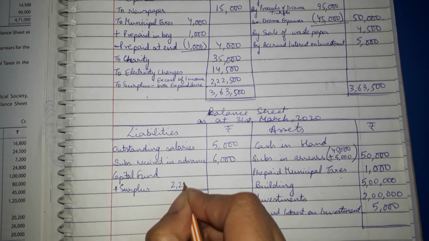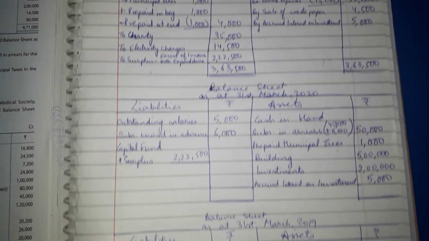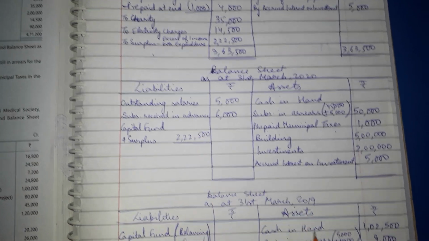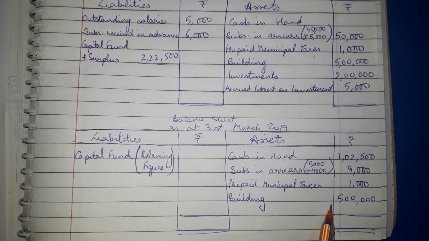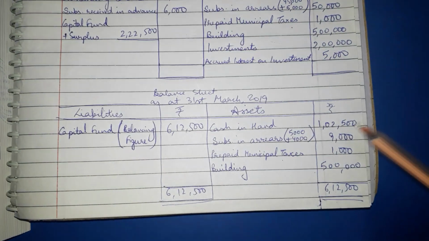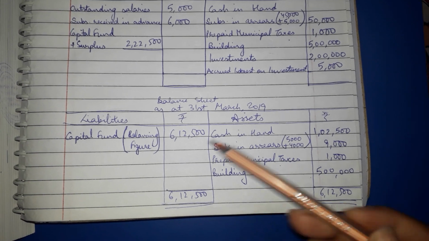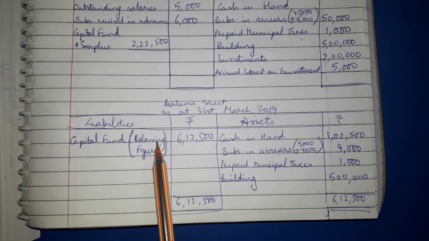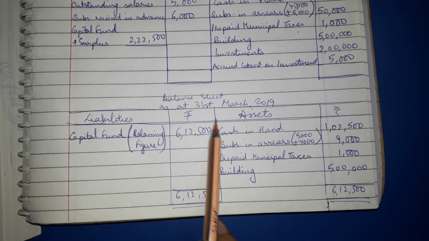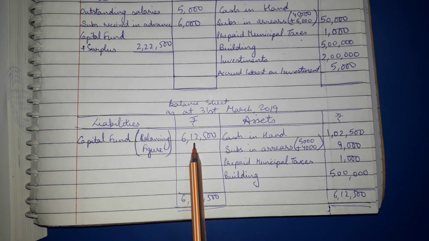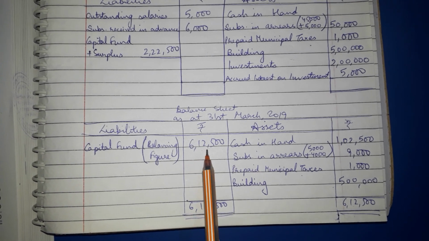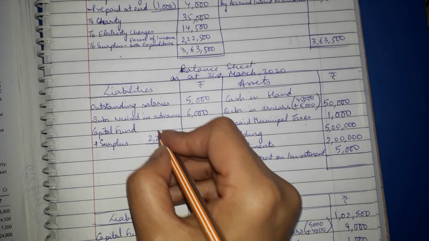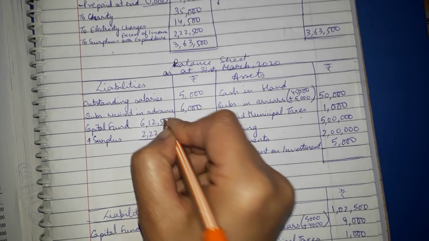So we will mention 2,22,500 here also. And if you observe, we have one item left in the balance sheet, that is capital fund. And for that, we need to balance this previous year balance sheet. By adding all the items on the asset side and deducting the items on the liability side, we get the capital fund as the balancing figure. Since there is no item on the liability side here in the previous year balance sheet, we will get the entire amount of the total as the capital fund, which is 6,12,500. This needs to be transferred to the liability side of balance sheet of the current year as capital fund in the beginning. So 6,12,500 will be added here.